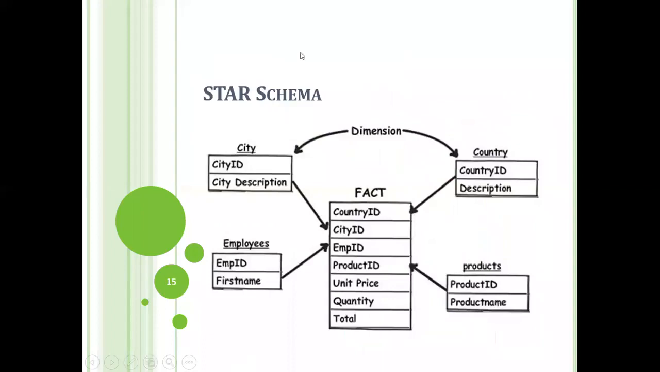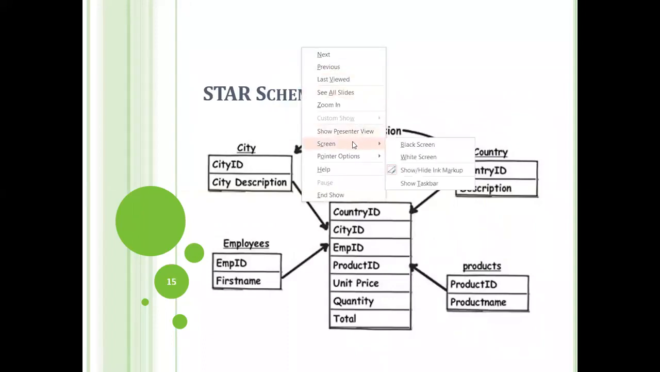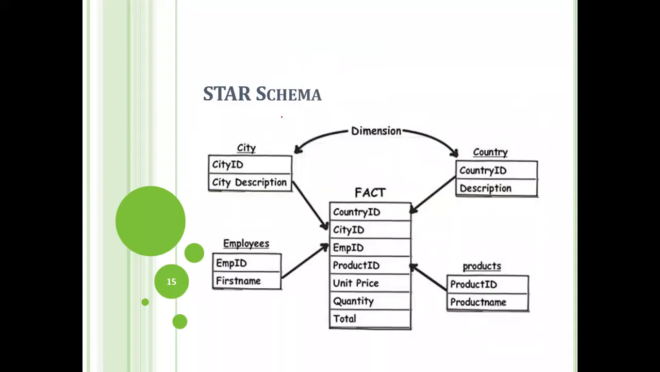The star schema is nothing but like we have a star. This is the fact table. So you'll be having a centralized fact table. This is a sales table. You assume that this is a sales table. This is the dimension table. If you look at here, this is a dimension table.